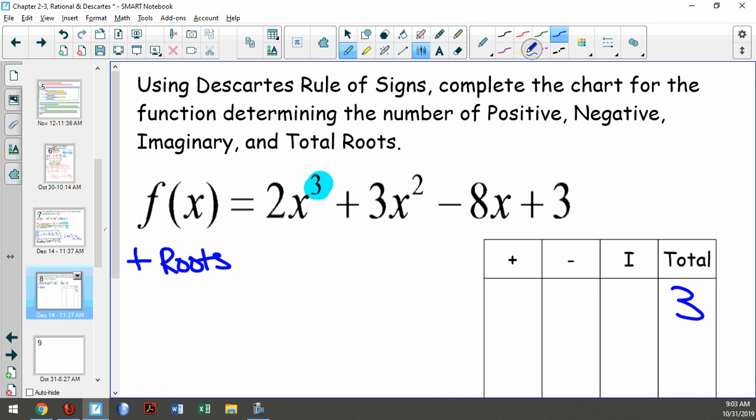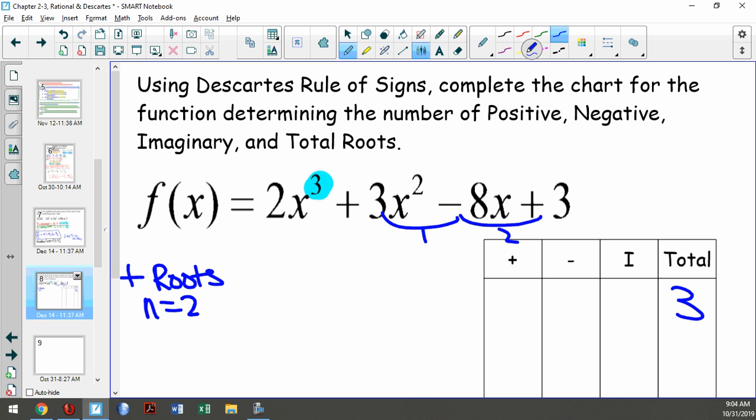Now, with that being said, we want to find the number of positive roots. When we talked about Descartes' rule earlier, we said that the way you find the number of positive roots is by counting the number of sign changes in the original function. So if I look at my original function here, I have a positive x cubed going to a positive 3x. Did my sign change? Nope. I have a positive 3x squared going to a negative 8x. Did my sign change? So there's one sign change. Then I go from a negative 8x to a positive 3. Did my sign change? There's another sign change, to make that 2. This means that n is equal to 2.